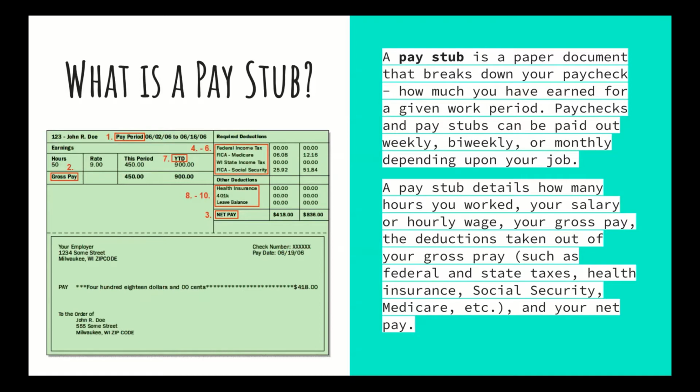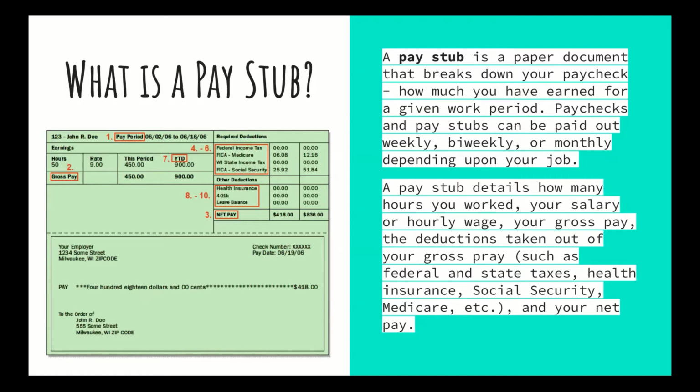Well, a pay stub is a nifty paper document that breaks down your paycheck. Your paycheck, of course, is how much you've earned for a given work period. Paychecks and pay stubs can be paid out weekly, bi-weekly, or monthly, depending upon your job. So for the most part, it will probably be either bi-weekly or monthly. If you're a salaried worker, it's usually monthly.